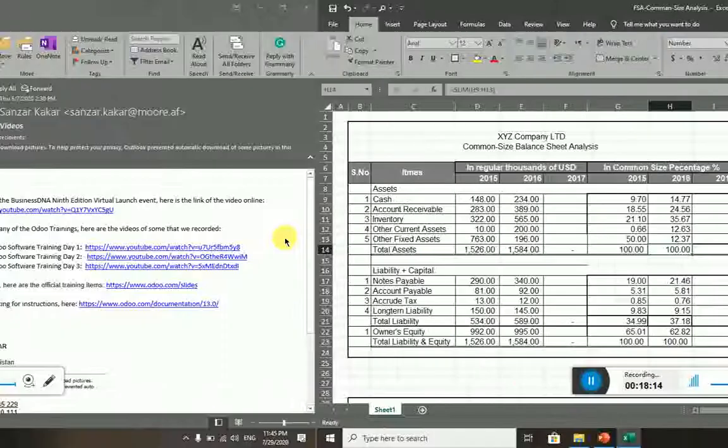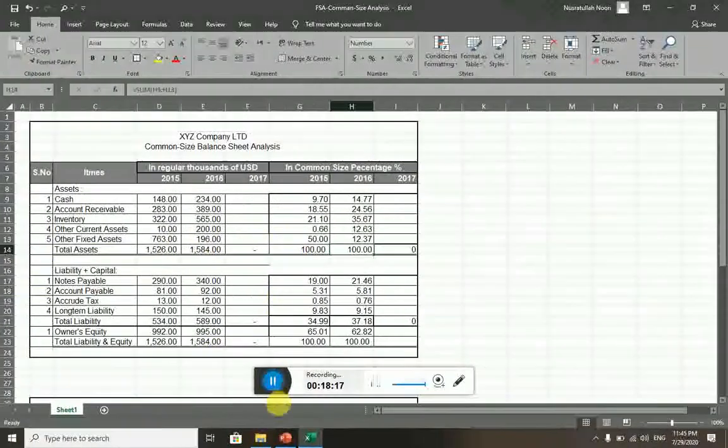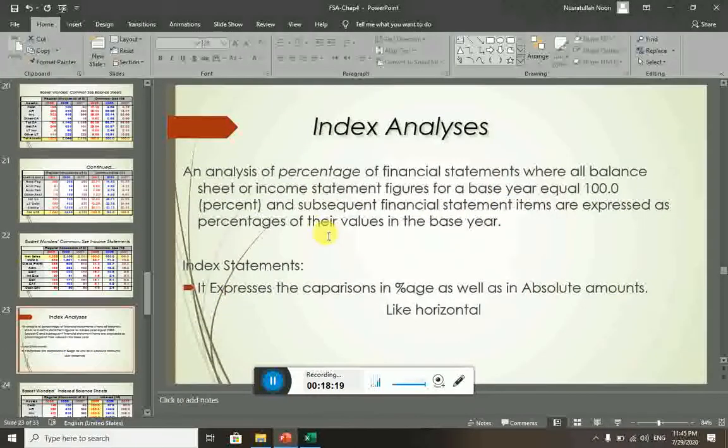Now let's go and talk about the index. Index is the same as horizontal analysis, but this is something different. It is an analysis of percentages of financial statements where all balance sheet or income statement figures for the base year equal 100% and subsequent financial statement items are expressed as percentages of their values in the base year. What is an index statement? An index statement expresses the comparison in percentage as well as in absolute numbers, like horizontal analysis.